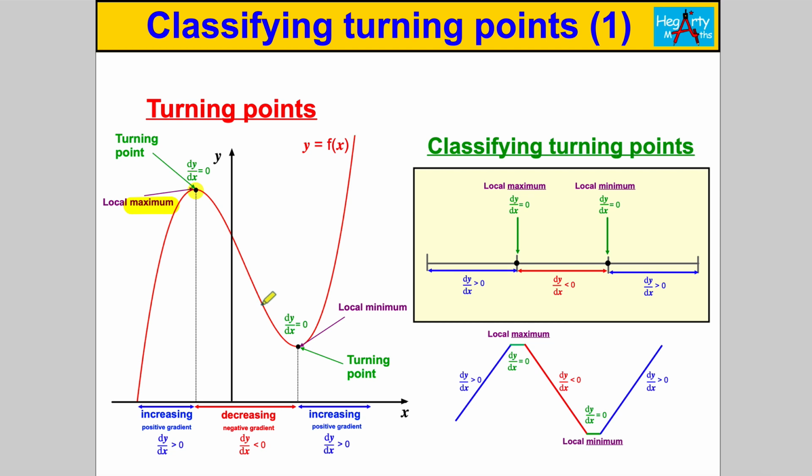What about a local minimum? Well, we go from negative gradient to 0 gradient to positive gradient. That's our local minimum. So the diagram on the right tries to simplify this, and it basically says that if you go from a positive gradient to a 0 gradient to a negative gradient, you must have had a local maximum. And if you go from a negative gradient to a 0 gradient to a positive gradient again, it must be a local minimum. And that's the technique we're going to use, having found our turning points, to actually state whether it's a local maximum or minimum.